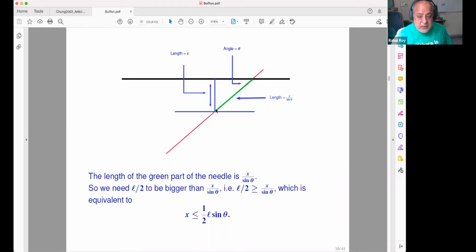Because if L over 2 is smaller than x over sine theta, it will lie in between the two black horizontal lines. In other words, when we drop the needle, if I look at the center of the needle, and if this length is x, we want to find the probability that L over 2 is bigger than or equal to x over sine theta. Or equivalently, x is less than or equal to half L sine theta.